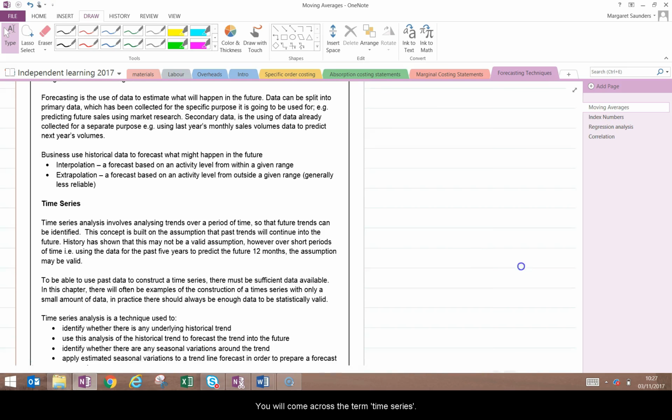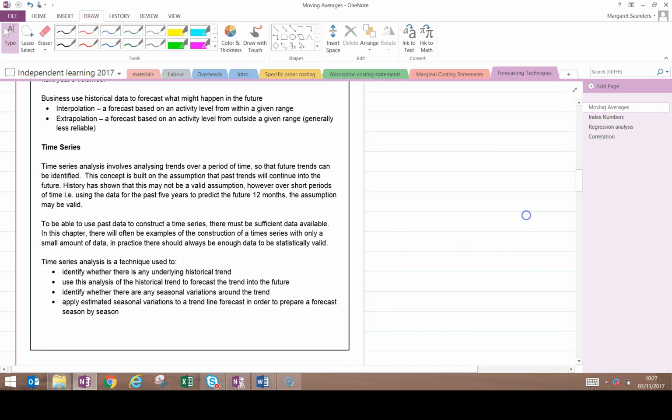Now you will come across the term time series. Time series is basically a term used to refer to a series of data over a time period. So if you have the sales figures for the last 12 months, then that is a time series. If you have the wages paid over the last 6 months, that is a time series. So it's any series of data over a period of time.